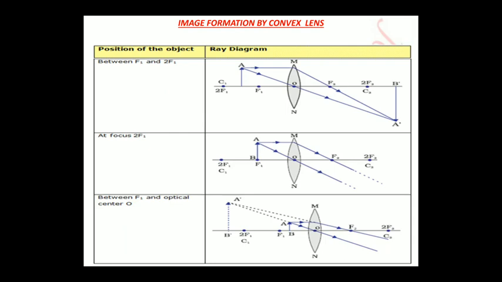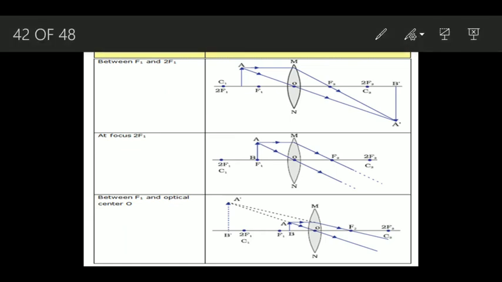When the object is at focus, at f, it is written 2f, please make it correct, it is at focus. When the object is at focus, then what happens? A ray passes parallel to the principal axis, it goes through the focus, the other ray passes through the optical center and it goes parallel to the previous ray. Now what happens in this case? The image is formed at infinity.